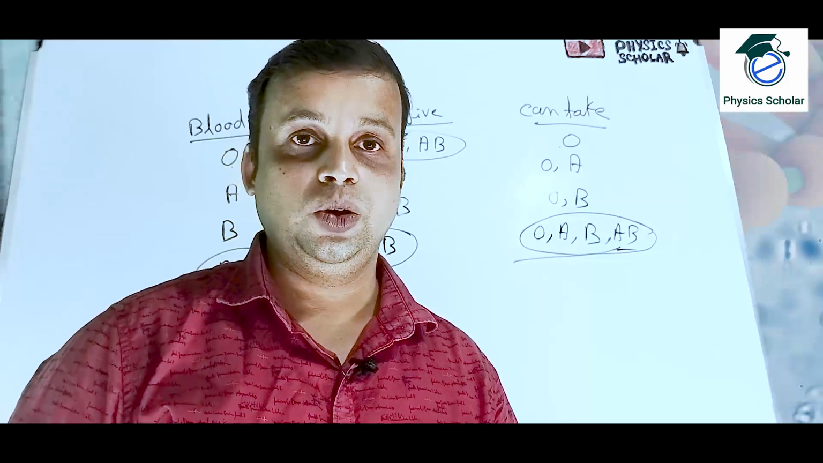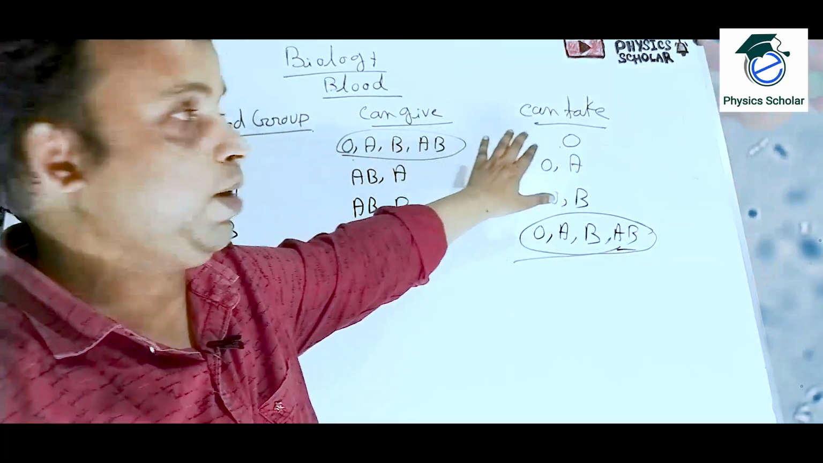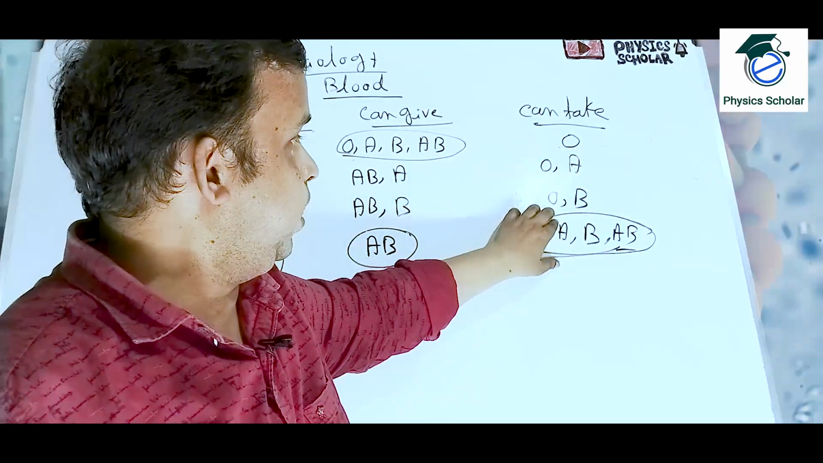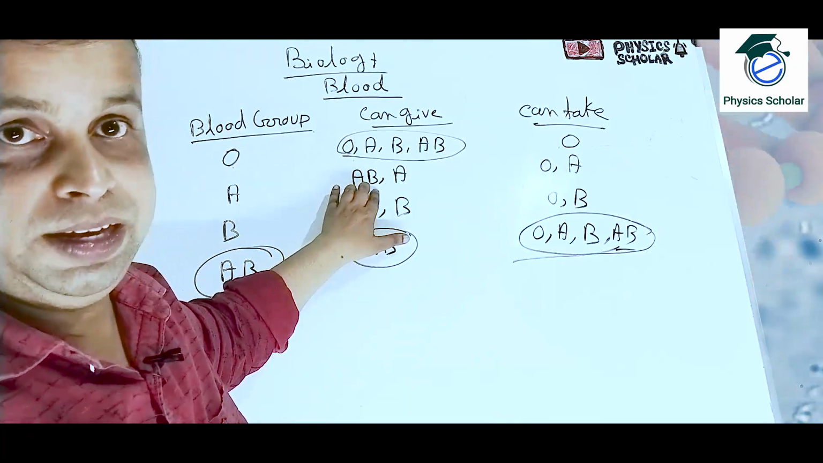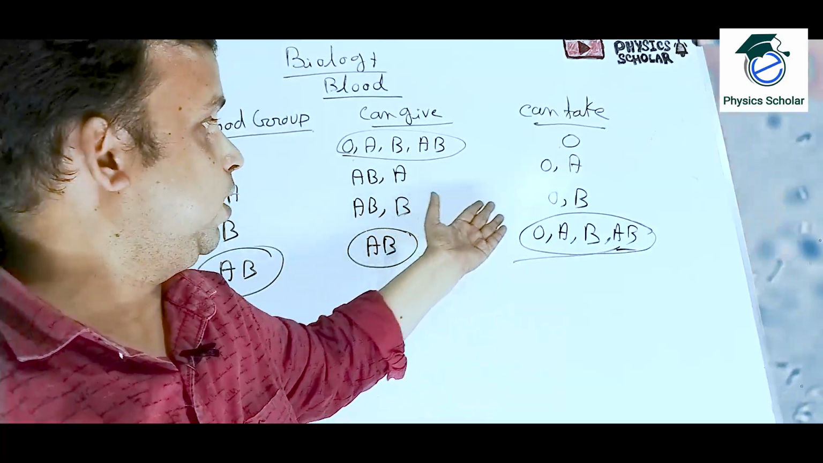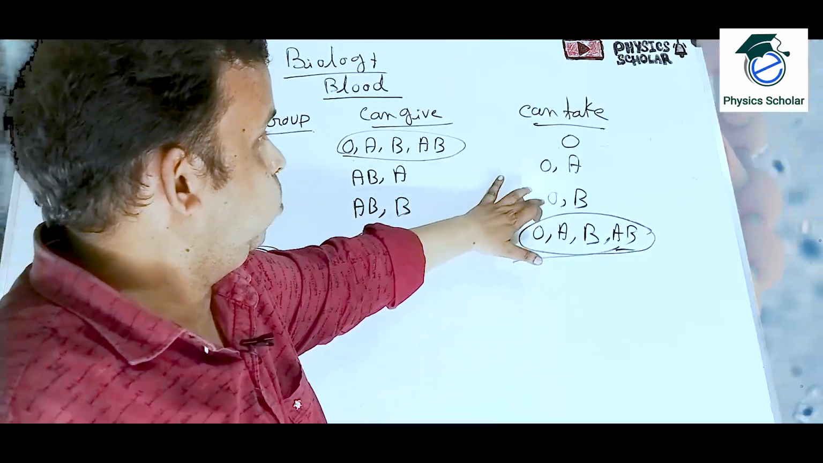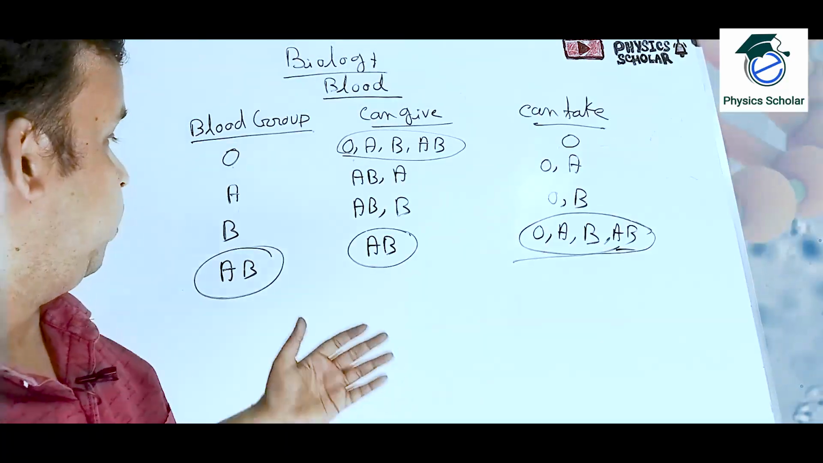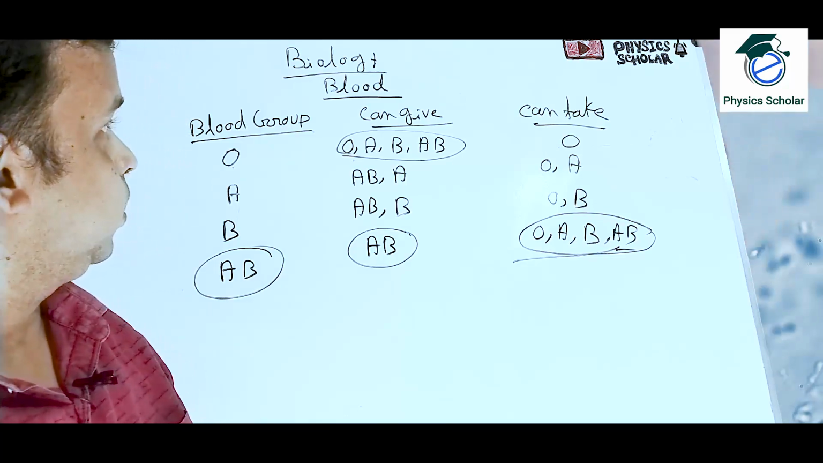Clear? So students, hope this chart will help you. O can give to all other blood groups and take only from its own, and AB can give only to its own but can take from all other blood groups. Now A can give to AB and A, but can take from O and A. B can give to AB and B and can take from O and B. O can be given to any blood group. See, O is common. That's why it is known as universal donor. Clear to all of you?